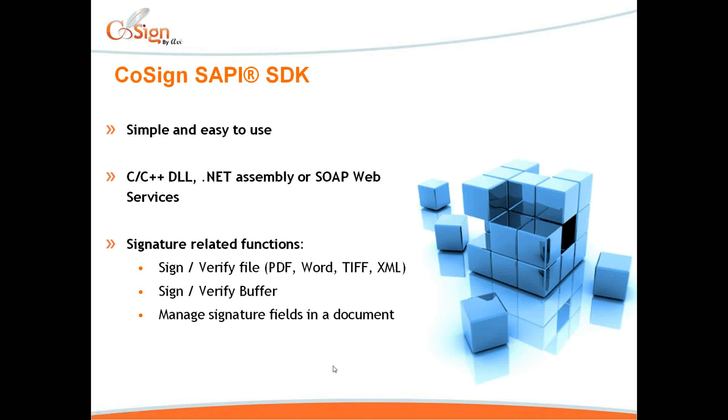Our API lets you do several things. You can sign and verify known file types such as Word, PDF, TIFF, XML, and so on. And you can also sign and verify buffers. A buffer is any type of raw data, so you can sign formats that are not currently supported by our API. You can manage the signature fields in a document, enumerate the signatures, verify and validate them, and manage the users in the CoSign appliance if you don't have a directory service integration, but use the CoSign appliance in a directory independent mode, and so on.